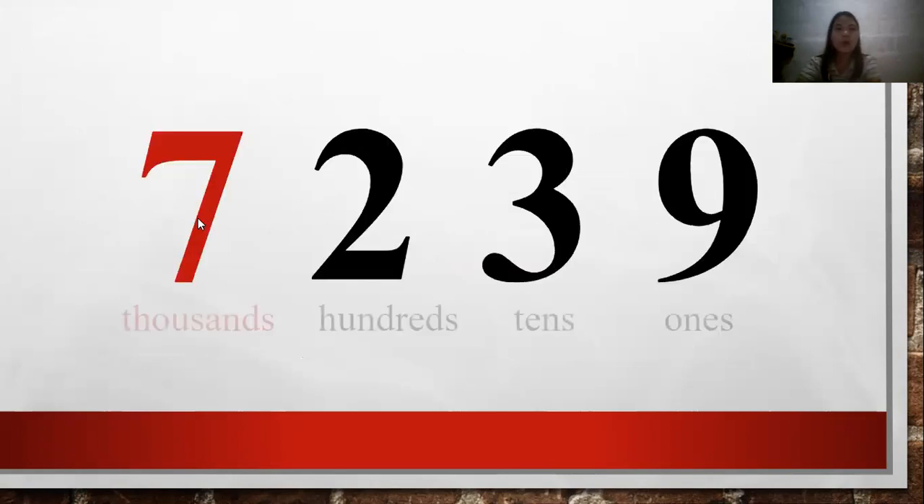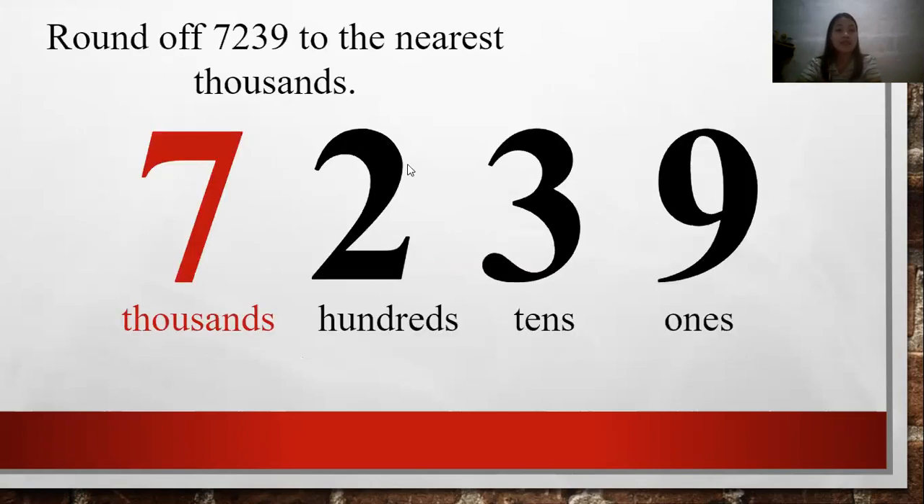O, katulad nito, si 7, ang katabi niya o nasa right side niya ay si 2. Mataas ba si 2? Nakasama ba si 2 doon sa 5 to 7 o 5 to 9? Hindi po. So, nasa 0 to 4 siya. So, hindi natin gagalawin, hindi tayo magdadagdag kay 7, mananatili si 7 at magiging 0 yung mga nasa likuran niya.